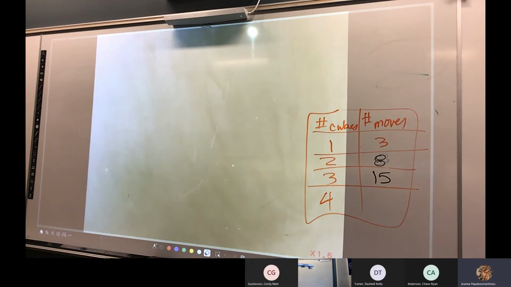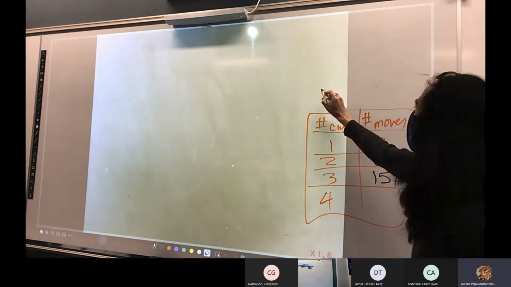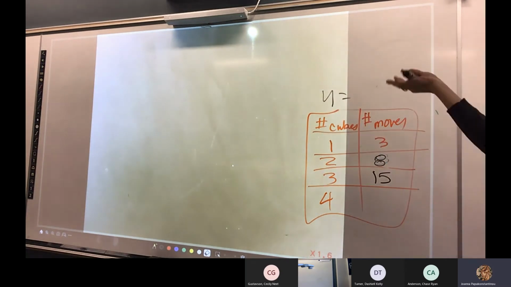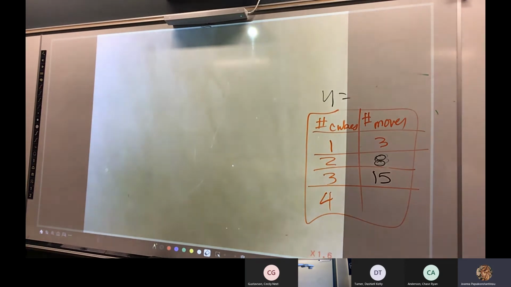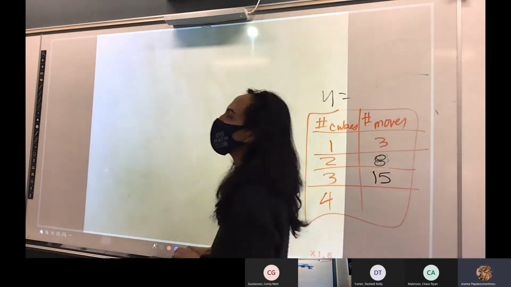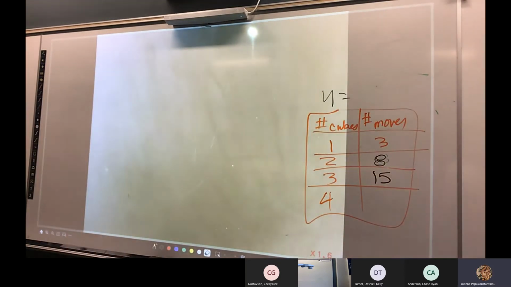No, but they haven't got the rule yet. Nobody's got the rule. Wait, I got the rule. I'm looking for a y equals something x something. Oh, I have to write that rule. Yes. Okay, once you finish with the cube, please sanitize them. Get a wipe, sanitize the cube, put it back in the cup.